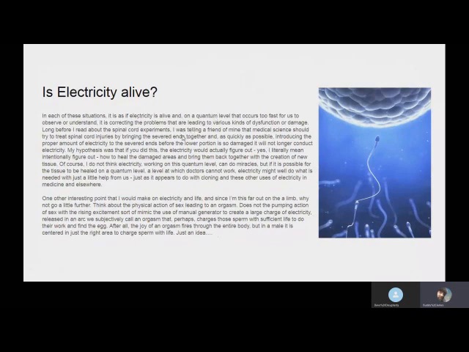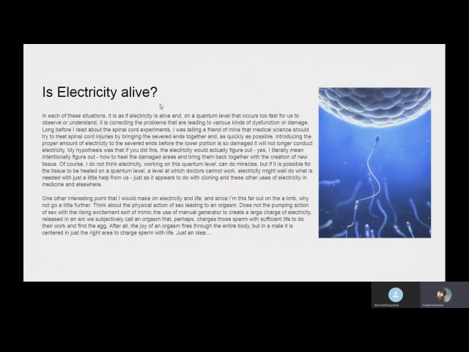Okay, so I was telling a friend of mine that medical science should try to treat spinal cord injuries by bridging the severed ends together and as quickly as possible introducing the proper amount of electricity to the severed ends before the lower portion is so damaged it will no longer conduct electricity. My hypothesis was that if you do this, the electricity would actually figure out, yes, I literally mean intentionally figure out how to heal the damaged areas and bring them back together with the creation of new tissue.